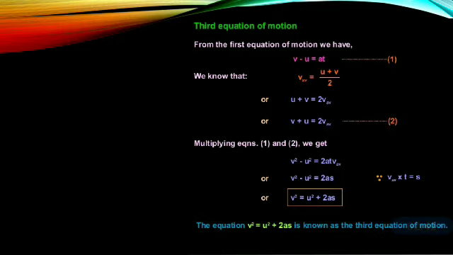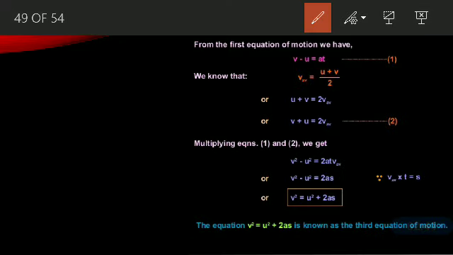Now coming to the third equation of motion, we have already derived first equation of motion, v equals to u plus at or v minus u equals to at. We know average velocity is equals to sum of initial and final velocity divided by 2. After cross multiplication, we will get v plus u equals to 2v av. Av means average.